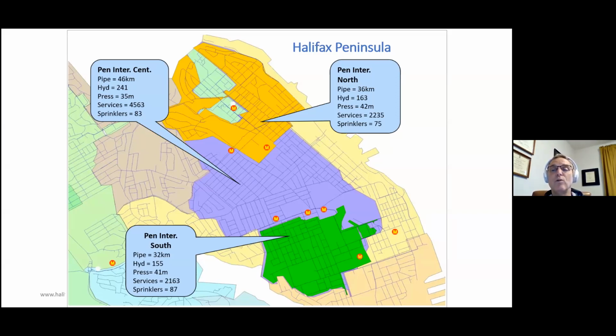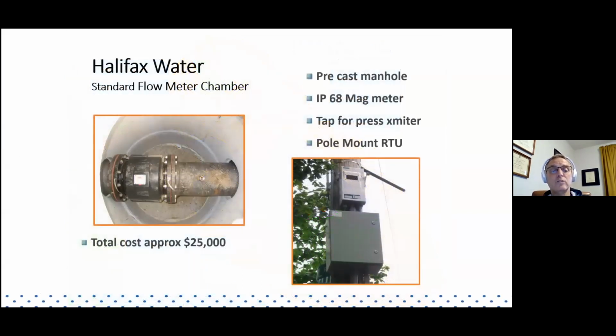So you can see now we've got a 46, a 36, and a 32 kilometer DMA. So basically by installing 5 meters, we were able to do that. That costs money, but it's money well spent. So here's what it cost us to put in a typical meter at the time. These are costs back then.